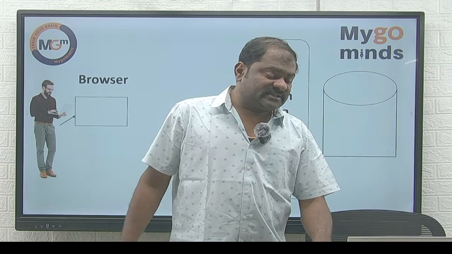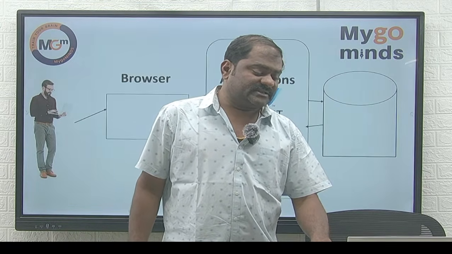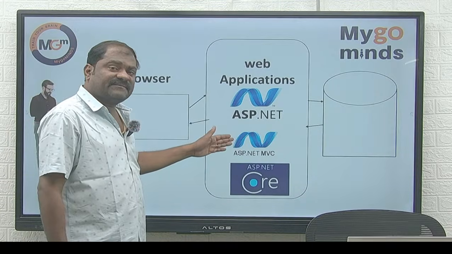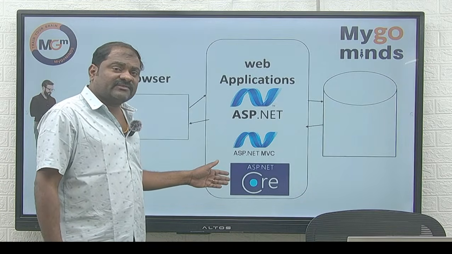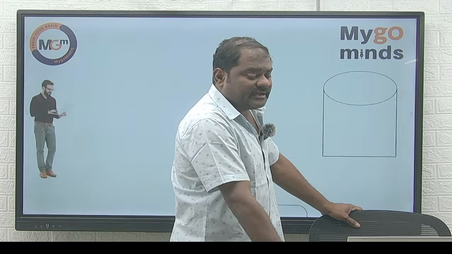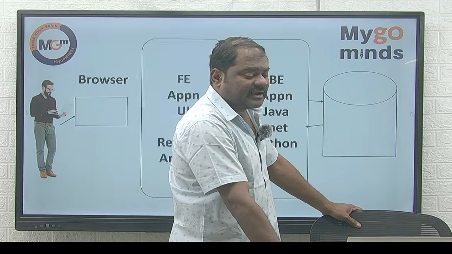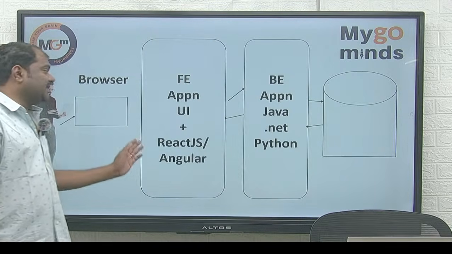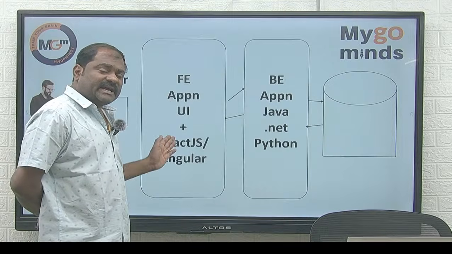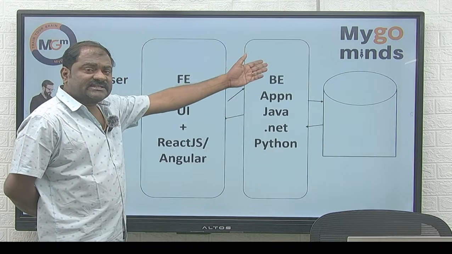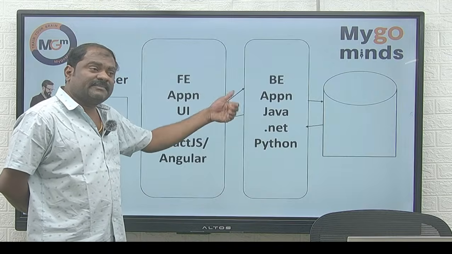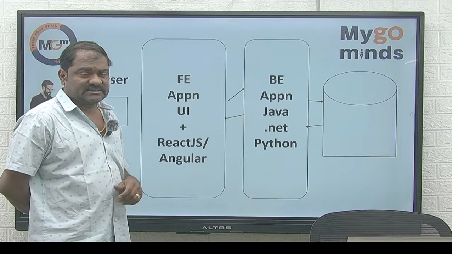But nowadays, this is called a multi-page application. If you directly develop the total web application with ASP.NET, ASP.NET MVC or ASP.NET Core, that is called a multi-page application. Today, in 2026, the trend is that your application is divided into two parts: front-end application and back-end application. Front-end can be developed using React.js or Angular. Back-end can be developed using Java, .NET or Python. These are web APIs or microservices, advanced.